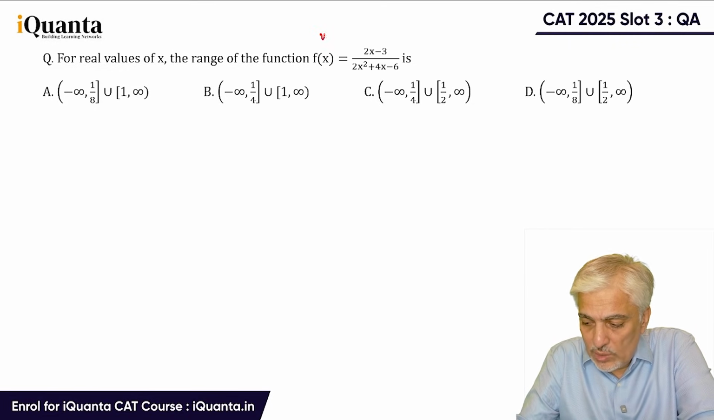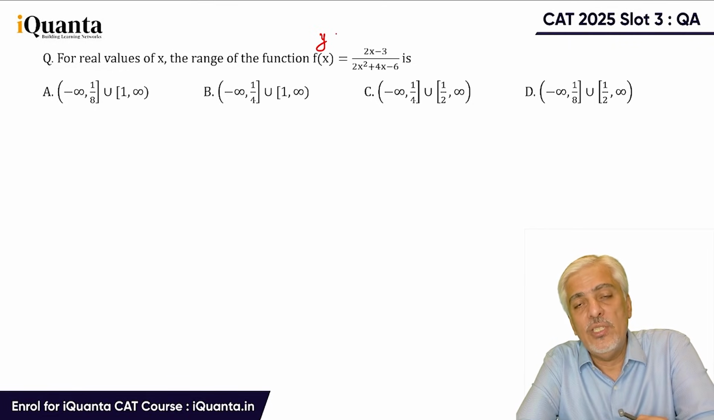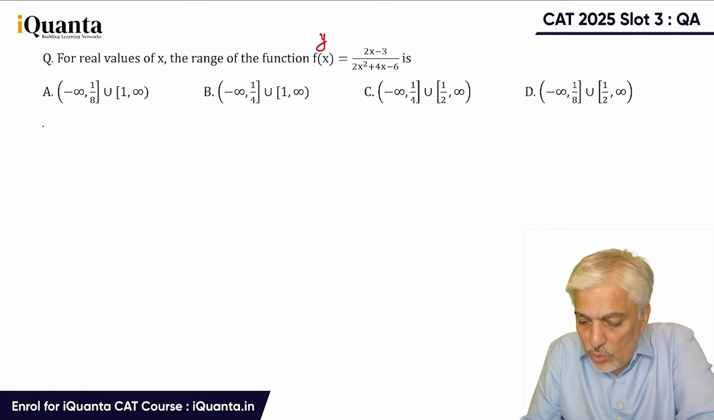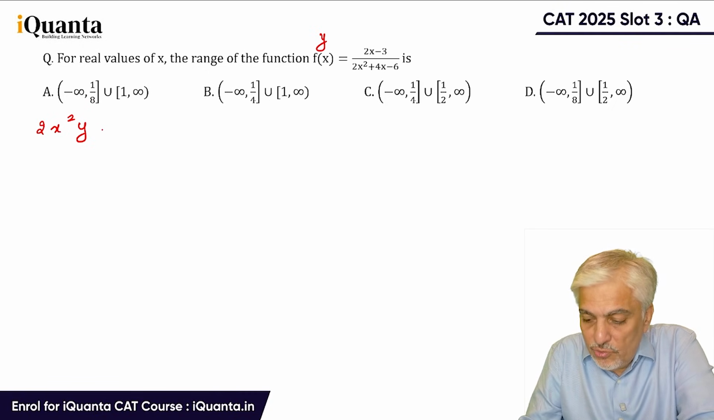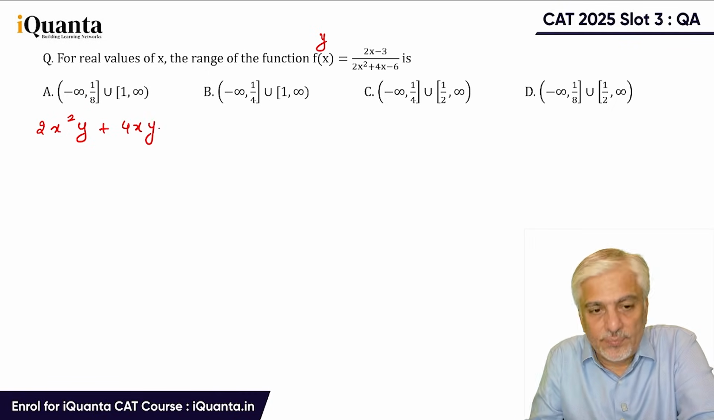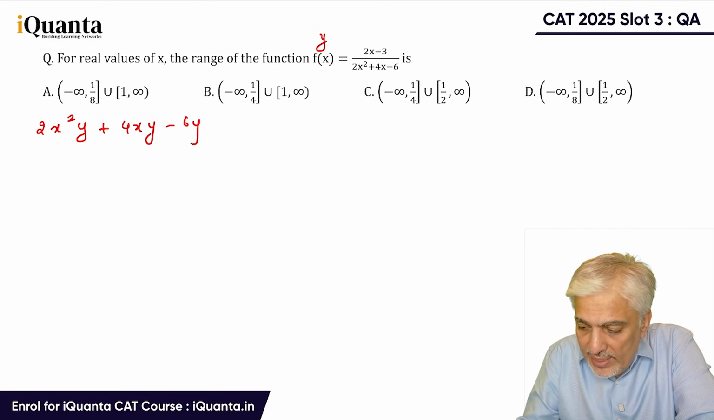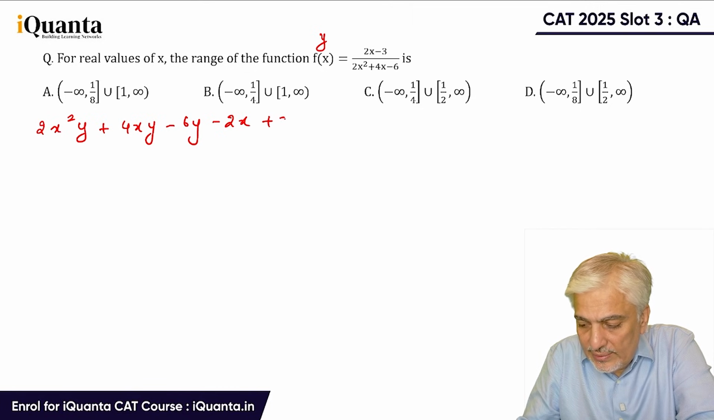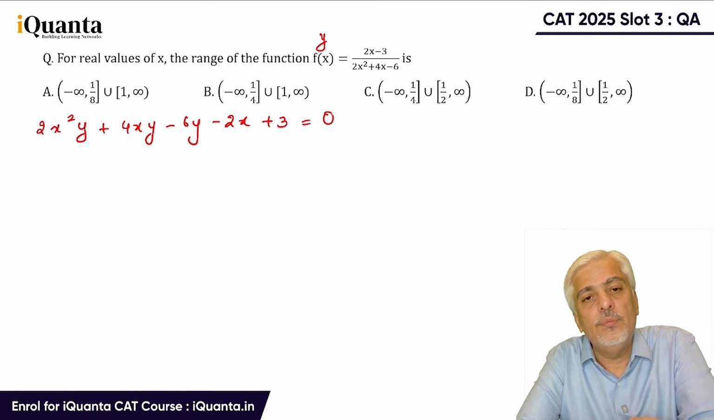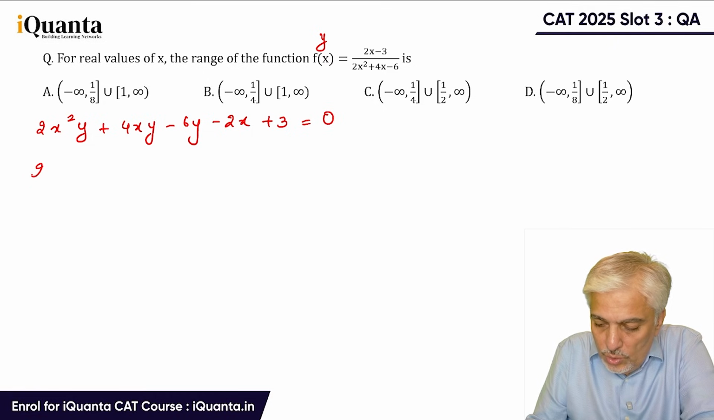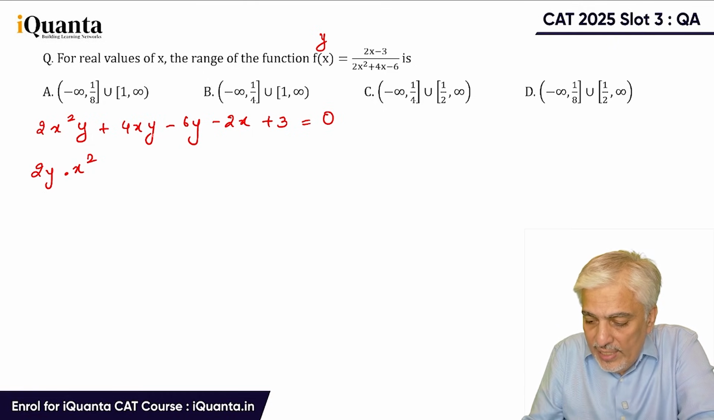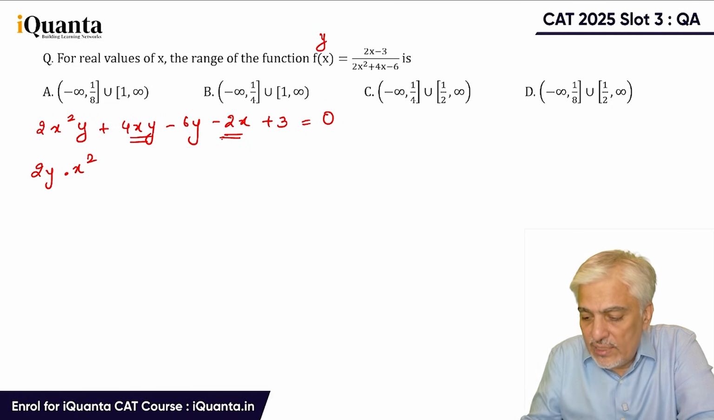One is, let's just call this y and cross multiply and make an equation in terms of x. So if I cross multiply, what will I get? I'll get 2x square y plus 4xy minus 6y equal to 2x minus 3. Bring 2x minus 3 to the left side. So minus 2x plus 3 equals 0. Right? So this becomes 2y x square. I want the x terms. That is, this is an x term, this is an x term.